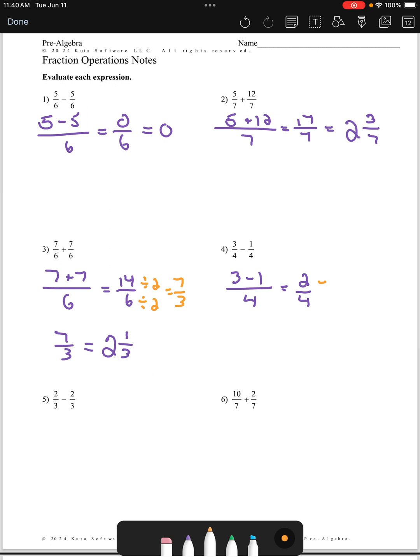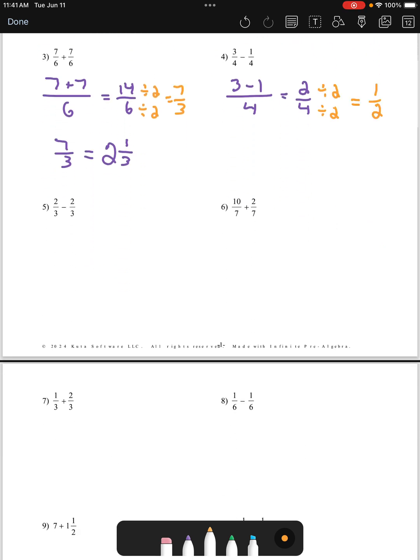In number 4, we can combine into 3 minus 1 over the common denominator of 4. 3 minus 1 is 2. Now 2/4 is a proper fraction, but it can be simplified. We can divide numerator and denominator by 2, giving us a final answer of 1/2. I invite you to pause and try numbers 5 through 8.